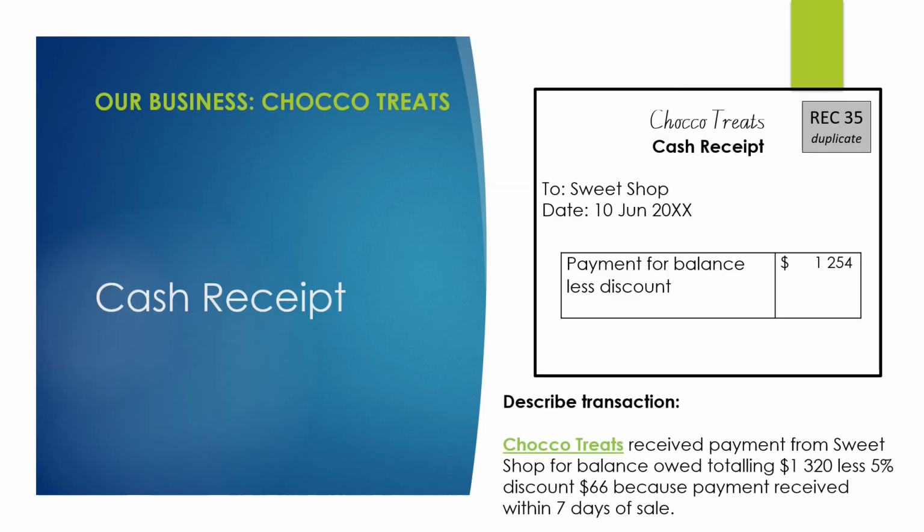Once Choco Treats has received payment from the accounts receivable Sweet Shop for the balance owed less discount, Choco Treats will issue a cash receipt to Sweet Shop to confirm that payment has been received. Here we can see in the description of the transaction, Choco Treats has received payment from Sweet Shop for balance owed totaling $1,320 less 5% discount of $66 because payment has been received within 7 days of sale.